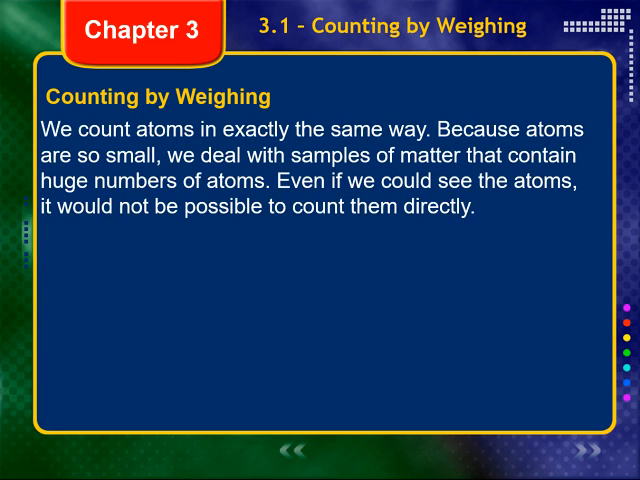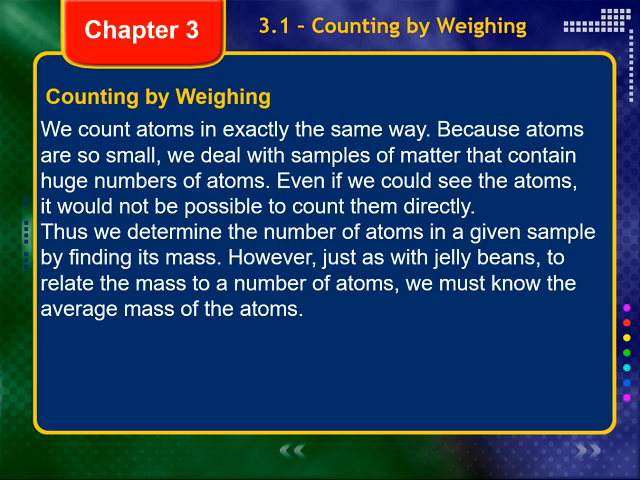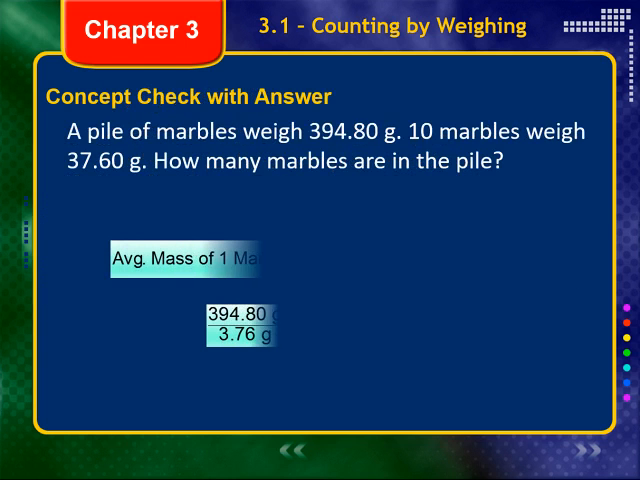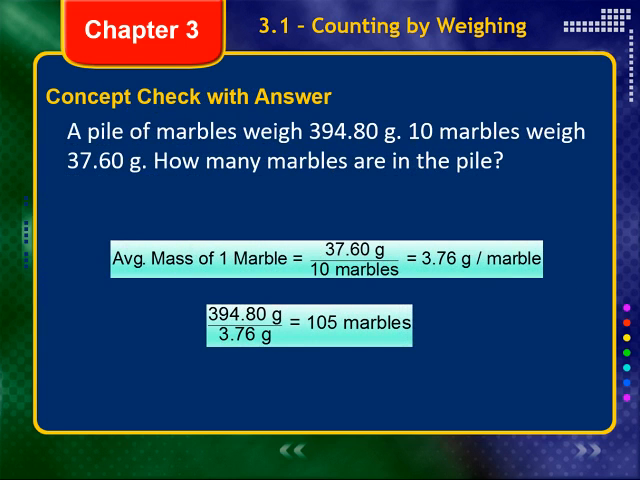We count atoms in the exact same way. Because atoms are so small, we deal with samples of matter that contain huge numbers of atoms. Even if we could see the atoms, it would not be possible to count them directly. Thus, we determine the number of atoms in a given sample by finding its mass. However, just as with jelly beans, to relate the mass to a number of atoms, we must know the average mass of the atoms.